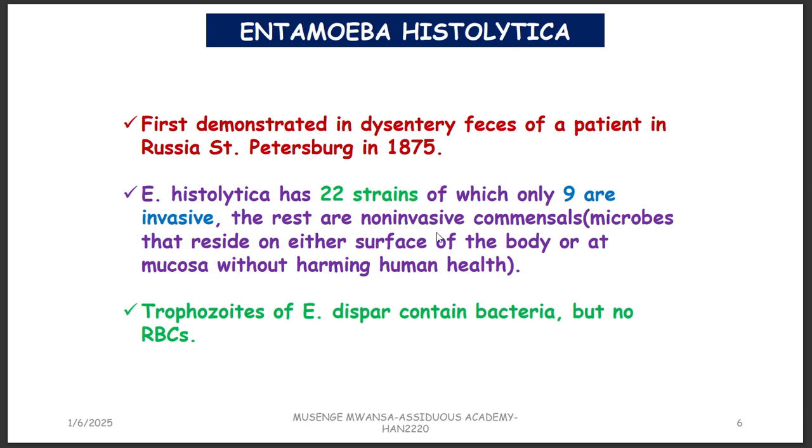The rest are non-invasive commensals. What are commensals? These are microbes that reside on the surface of the body or the mucosa without causing any harm. So meaning that if you eat them, like if they are in your GIT, they'll just be in your GIT. They can't penetrate the GIT epithelium. Hope we've gotten that. That's the meaning of non-invasive commensals. We live with them. Now, Entamoeba histolytica has got different morphologies.